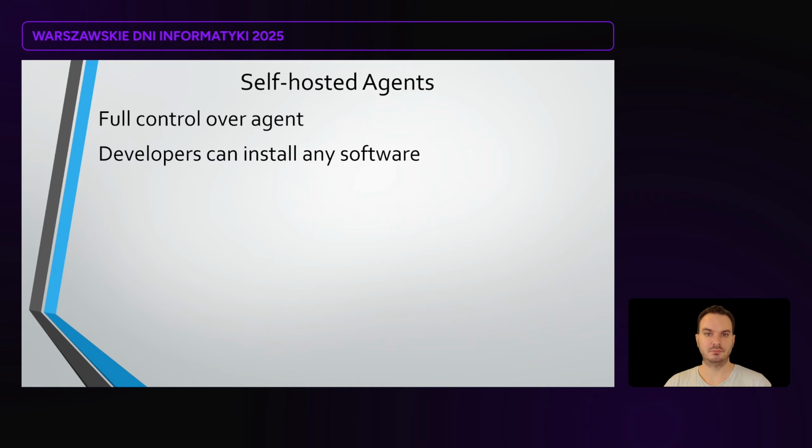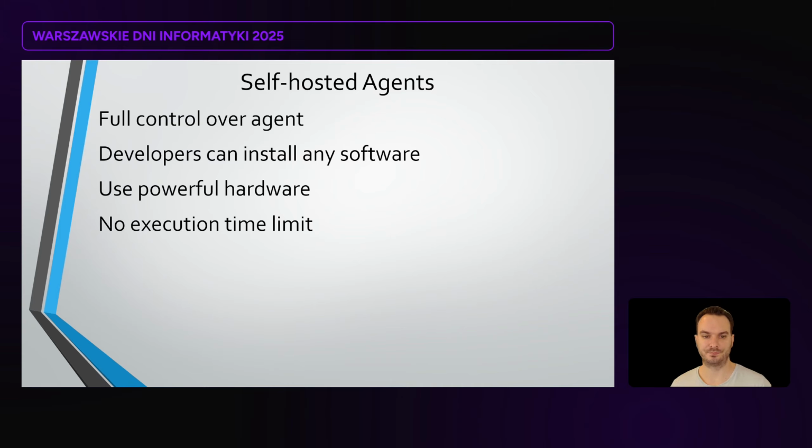Whatever software you need, as long as you can install it on the OS, you can install it for the agent. And you can use whatever hardware you want. So if you have a beefy server somewhere standing around, you can just install an agent and then build all your images, hopefully quite fast, or at least faster than with the Microsoft hosted agents.